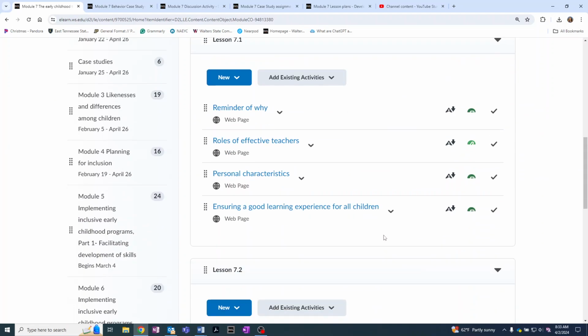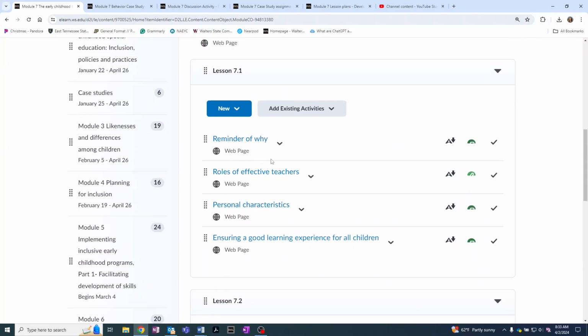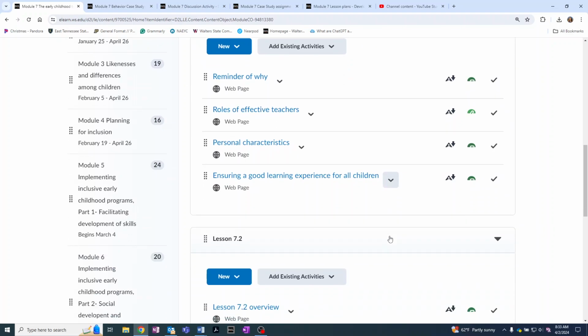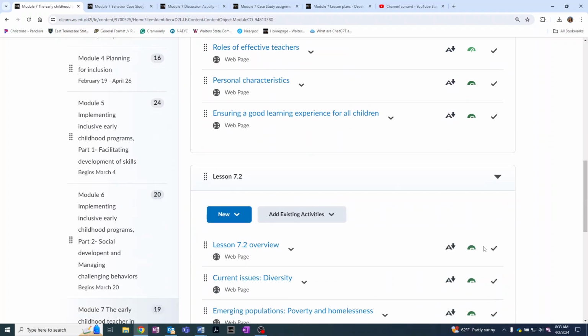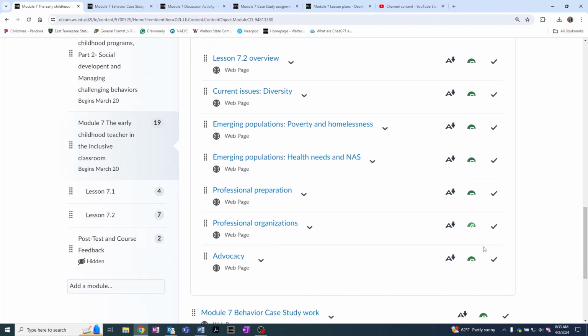So you will look here. The first section is the roles and characteristics and how you ensure a good learning experience for all children. 7.2 is really looking at those challenges, looking at emerging populations, poverty, homelessness, current issues of diversity, looking at health needs, looking at how do you as a teacher prepare professionally, looking at what kind of resources and organizations can help you when you're working with special needs children and how you can be an advocate for those children.